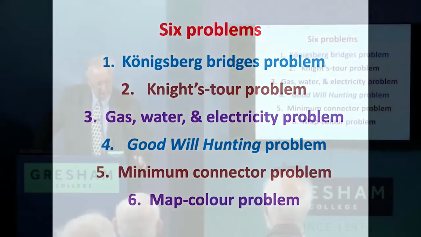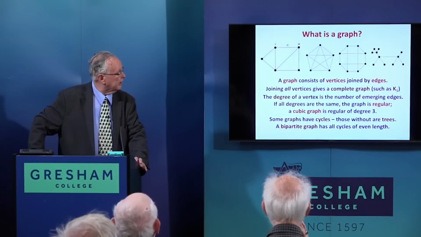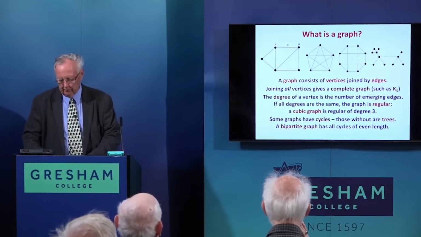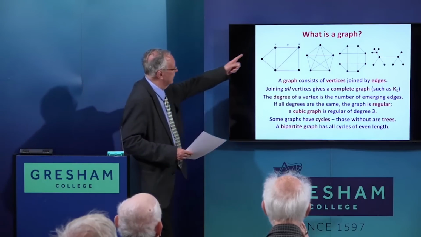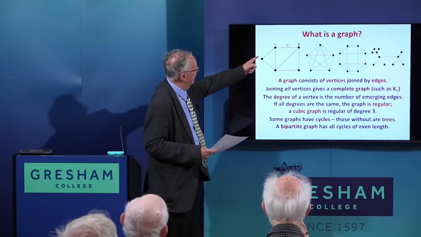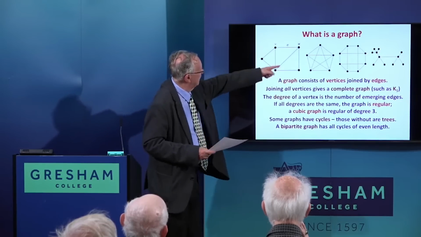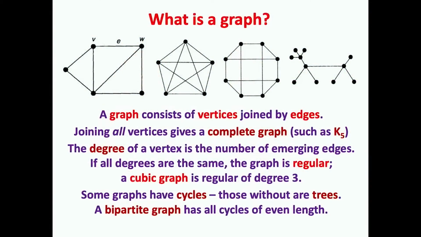But first, let me introduce some terminology which I'll need, most of which is pretty straightforward. So in this talk, a graph consists of some points, usually called vertices or nodes, which are joined in pairs by lines called edges or arcs. So on the left is a graph with 5 vertices, joined by 7 edges. If all the vertices are joined, we have a complete graph. So such as the second one, which is the complete graph K5.